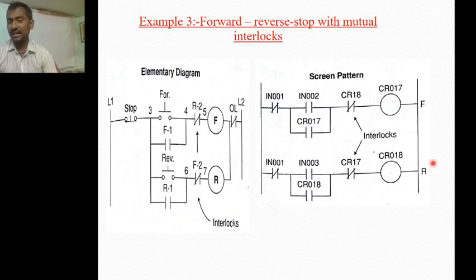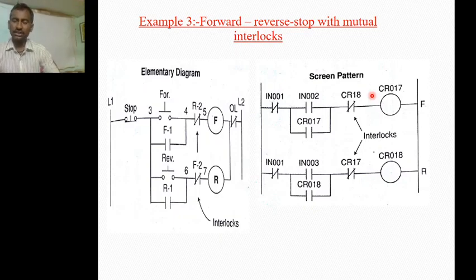But in that case, our motor does not rotate in the forward direction. Why? Because here we provide the interlocks. When the CR018 is on, this contact is also on. This contact is a normally closed contact, so when we make it on, it acts as a normally open contact. So this will be open, and when this is open, there is no path for the CR017.